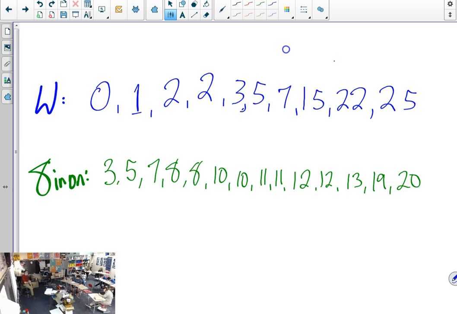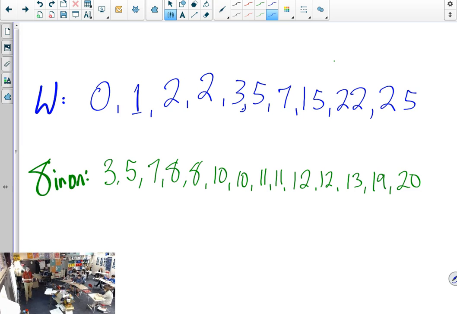What's the first thing I do once I have my data in order? Pull out a giant sword. Okay, and I cut it in half. I just want to get my data in the middle. 1, 2, 3, 4, 5, 6, 7, 8, 9, 10. Ten numbers don't have a middle.